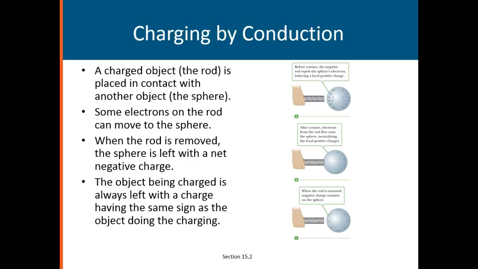After contact, the electrons from the rod flow into the sphere, neutralizing those local positive charges, leaving both of these slightly negative. When the rod is removed, negative charge remains on the sphere, but a little remains on the rod. Not as much as we had before, and this is as badly negative as this was before, but now, because you remove the rod, now the negative charges reassociate all over the sphere. Okay?